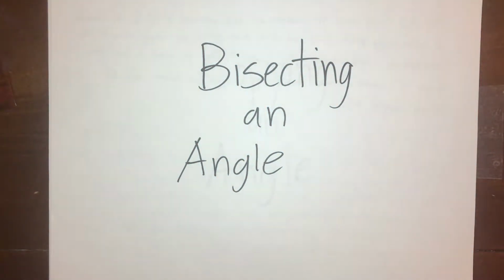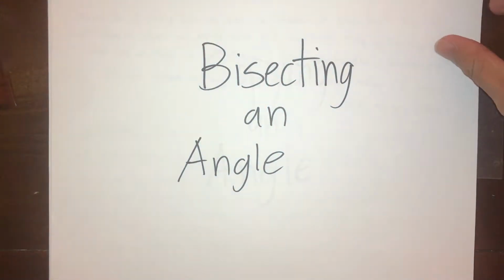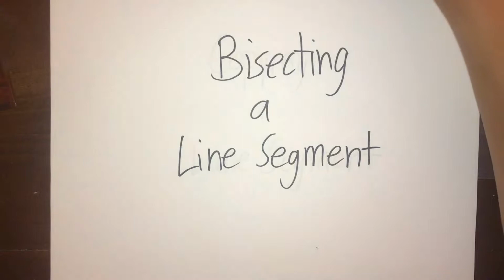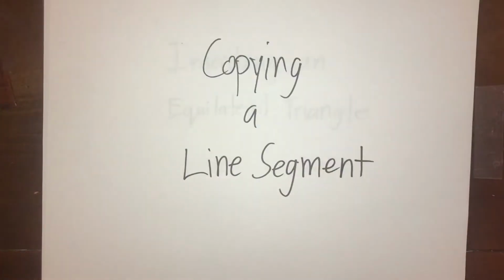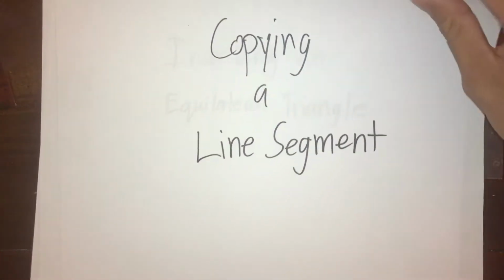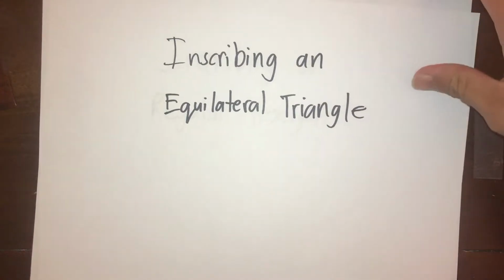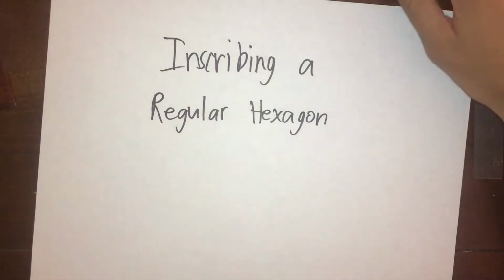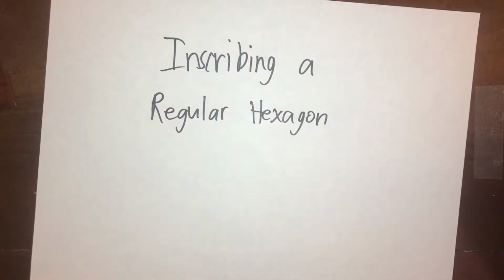In this video, we will be going over constructing in geometry, which will include bisecting an angle, copying an angle, bisecting a line segment, copying a line segment, inscribing an equilateral triangle, and finally, inscribing a regular hexagon.